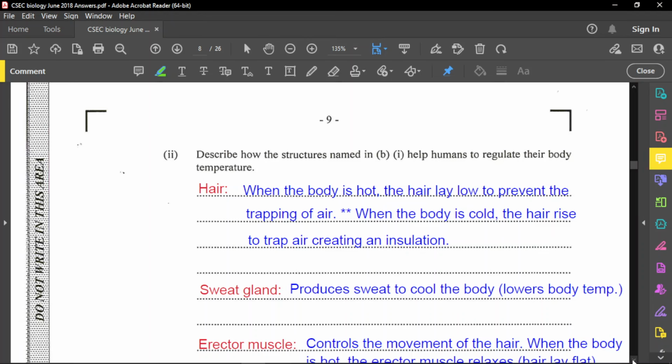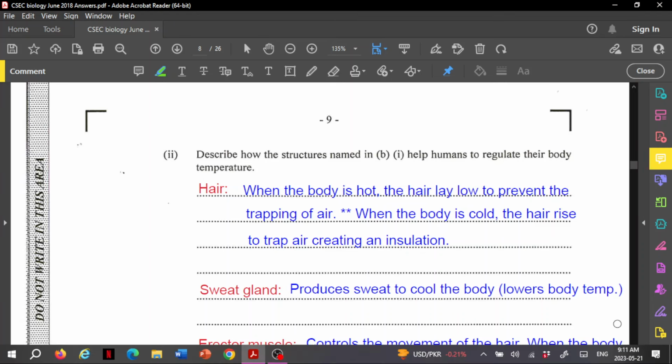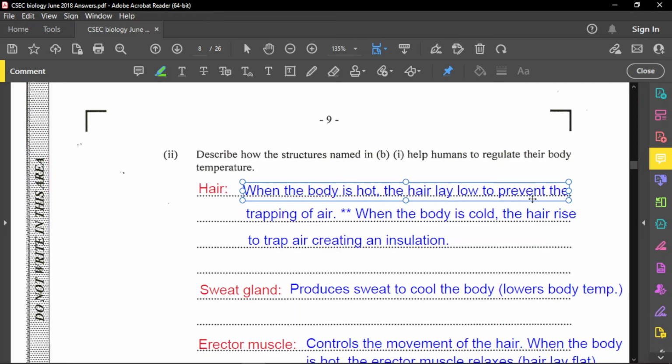Now for part 2, we said describe how the structures named in part B1 helped humans to regulate their body temperature. And the hair shaft worked in terms of laying down and standing up straight. And so when the body is hot, the hair lays flat to prevent the trapping of air. And when air is trapped, it creates an insulation, just to make a note of that. And so when the body is cold, the hair rises to trap air, creating an insulation. And the sweat gland produces sweat to cool the body, and this will lower the body temperature. So when you're hot, you produce sweat. And just to make a note, when sweat evaporates, it takes away heat from the body.